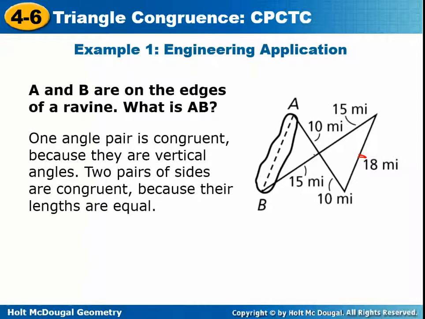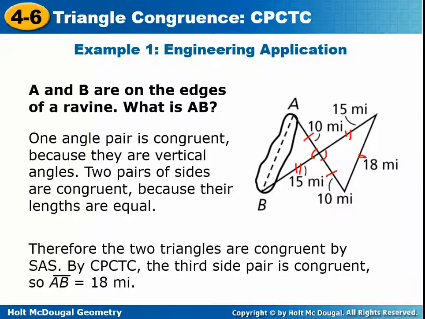So we have an angle pair that's congruent because they're vertical angles. We have this length being 10 and this length being 10, so they're congruent because their sides are equal. We also know that this length is 15 and this length is 15, so those are congruent. So by side, angle, side, the 2 triangles are congruent.